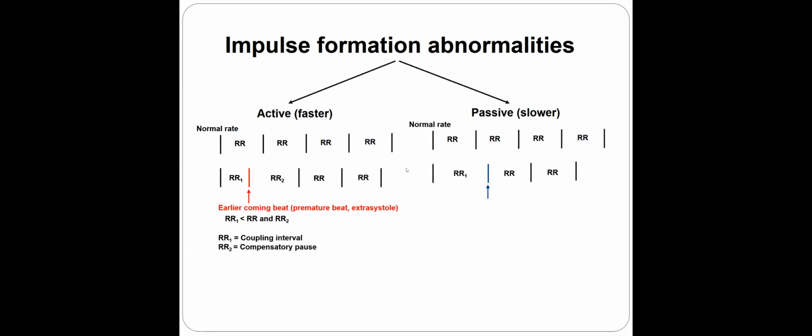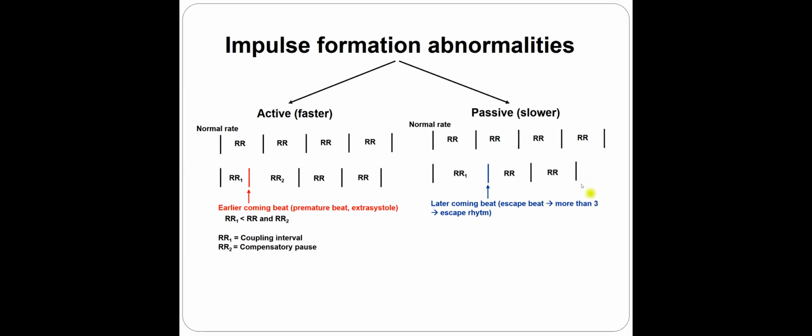Now, what will happen when we have a beat that came later? Not earlier, but later. So it slowed down the rate. That means an escape beat. Now, one thing that you should remember: this escape beat comes from the lower nodal tissue. Whereas a premature beat can come from anywhere, from the muscle, from the nodal tissue, anywhere.